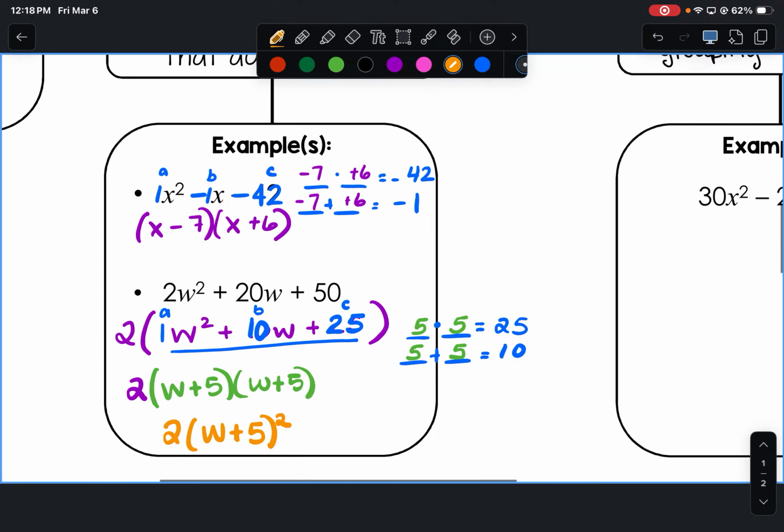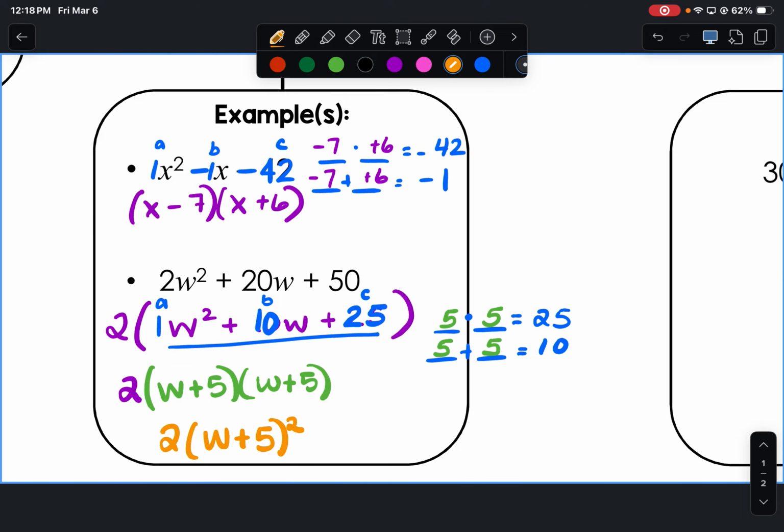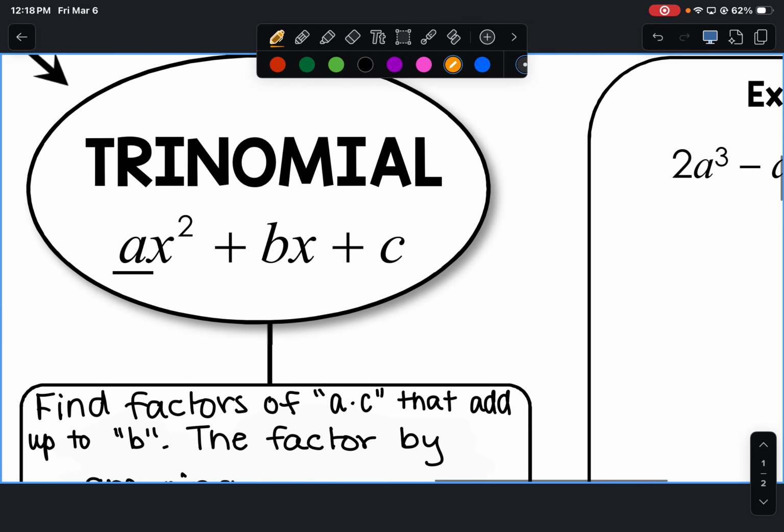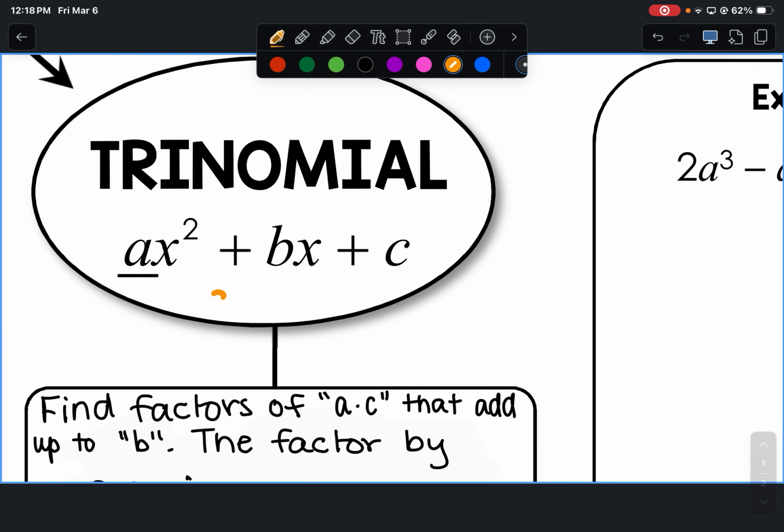Because when you multiply something by itself, you're essentially squaring it. So that is what you do when you have trinomials where A is equal to 1. Okay, we're also going to look at trinomials when A is greater than 1. So if we have an A in there and A is greater than 1, this is what we do.